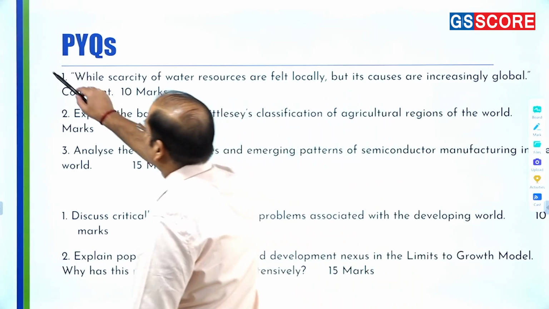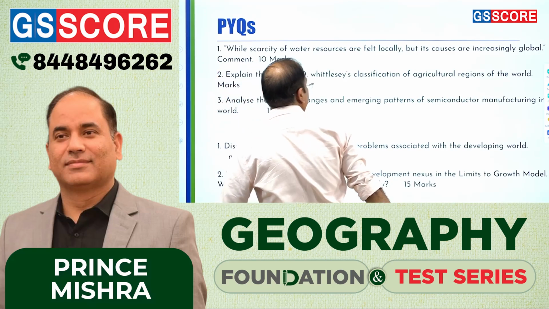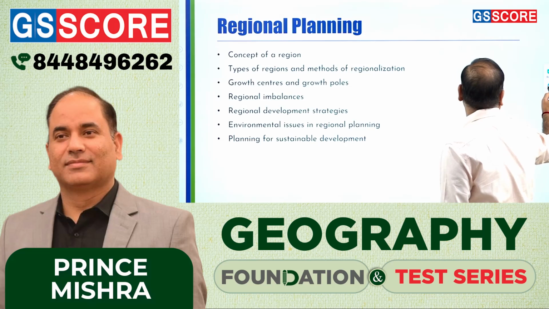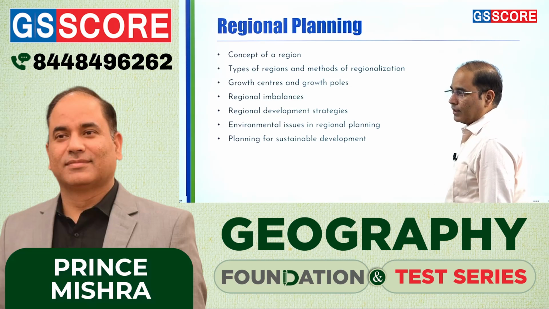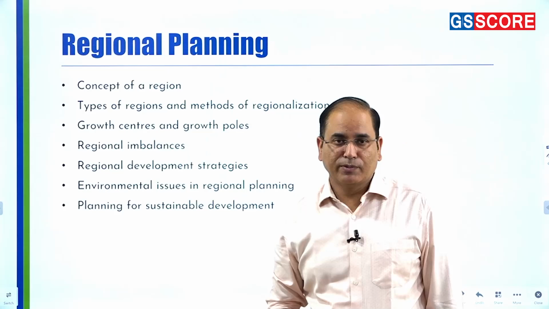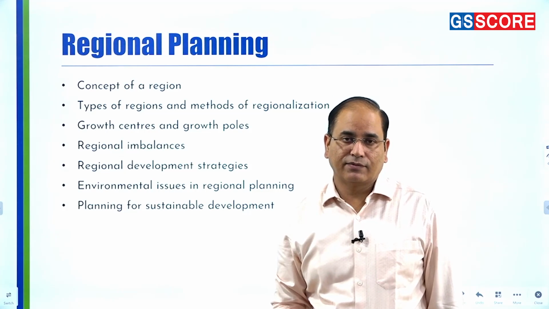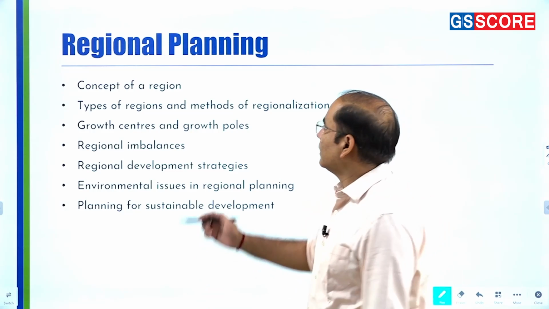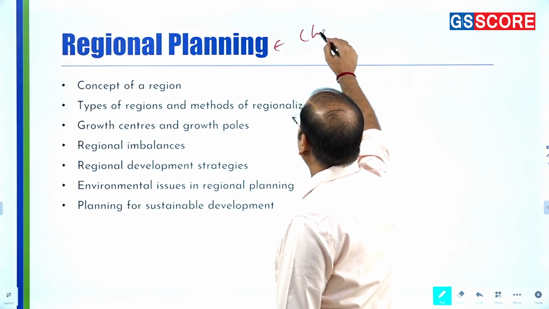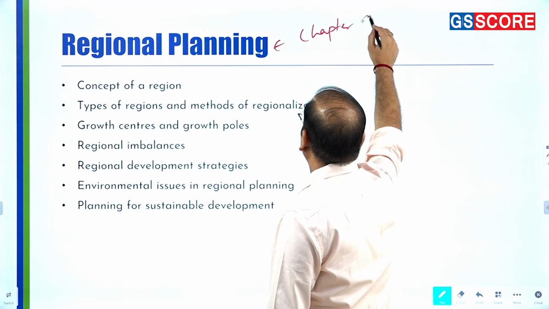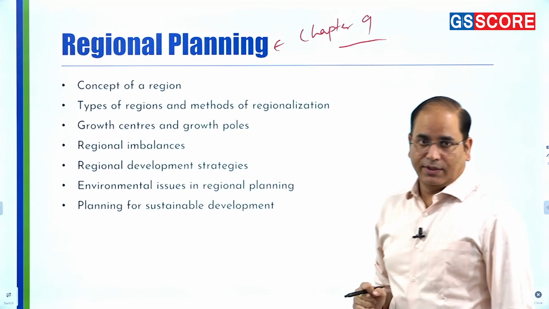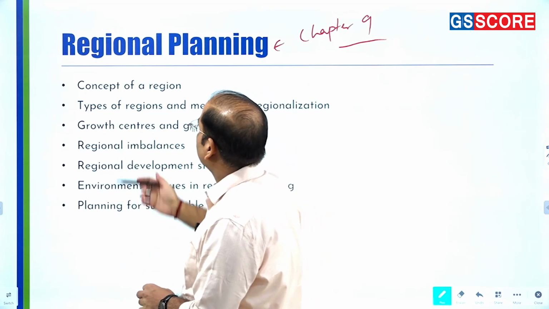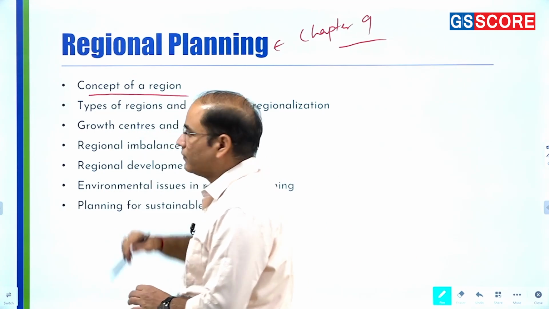Moving to the next topic in our discussion, next chapter. In human geography, the 6th chapter is perspectives in human geography, the 7th chapter is economic geography, the 8th chapter is population and settlement, and the 9th chapter is regional planning. Some of the important topics of this chapter start with the concept of region.